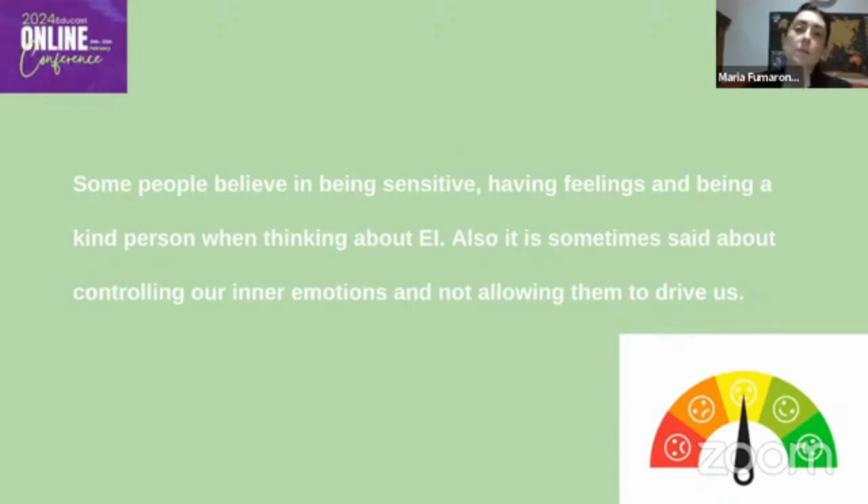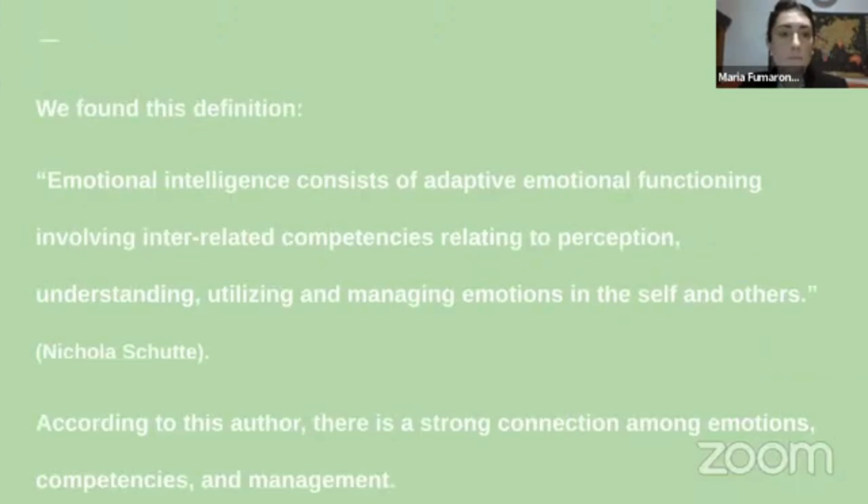When we talk about social and emotional intelligence, some people believe in being sensitive, in having feelings, and being a kind person. It is also sometimes said to be about controlling our inner emotions and not allowing them to drive us. There has been much research about this topic for a long time, and it continues to be studied nowadays. So, emotional intelligence could be meaningful.